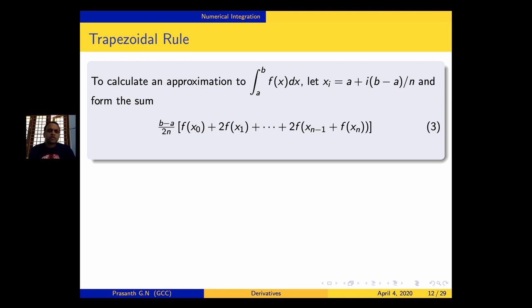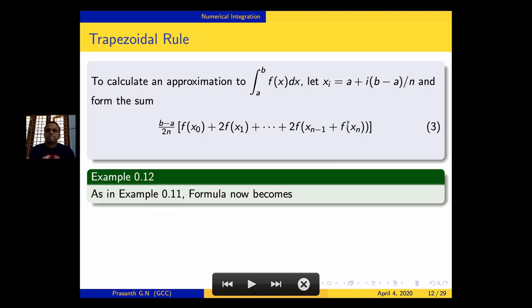We define xi equal to a plus i into b minus a by n and form the sum like this. b minus a divided by 2n into f of x0 plus twice f of x1 plus etc. twice f of xn minus 1 plus f of xn. See, there should be a bracket here. This is independent, this is not twice f of xn plus 1, f of xn.